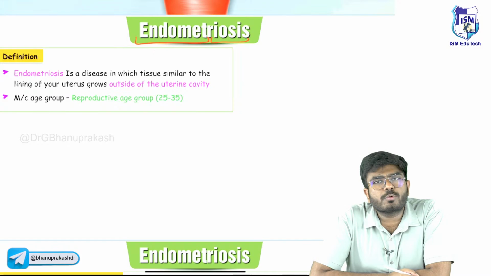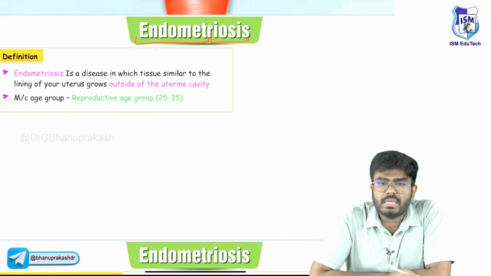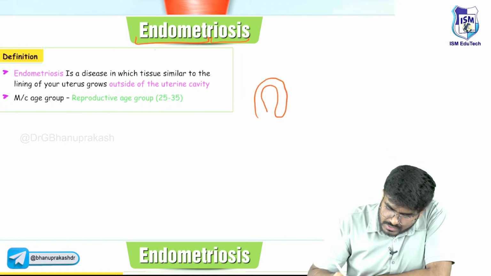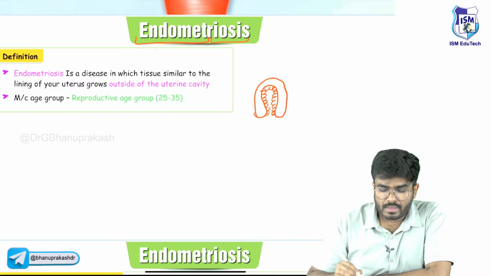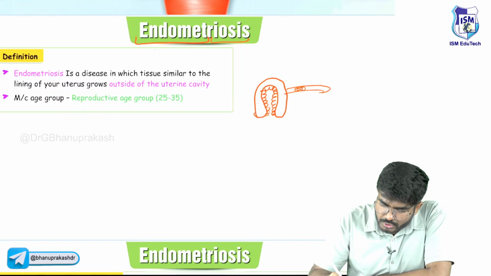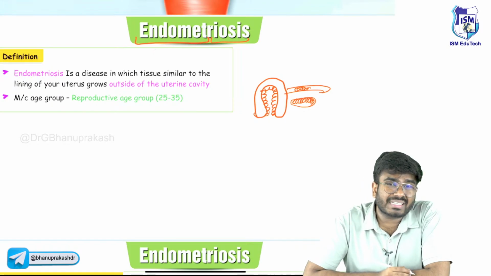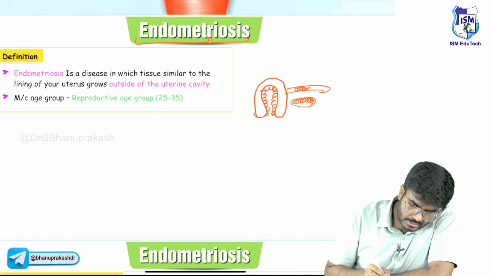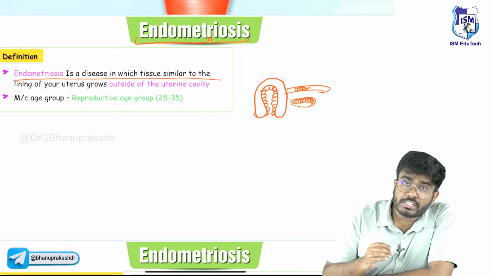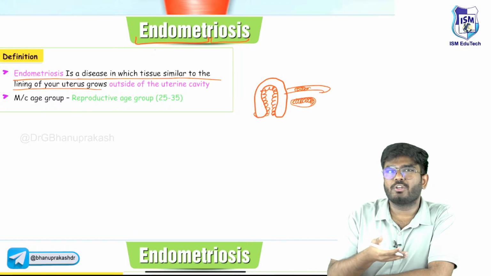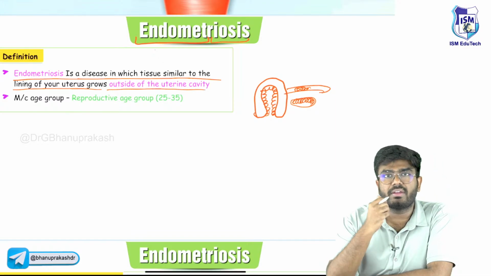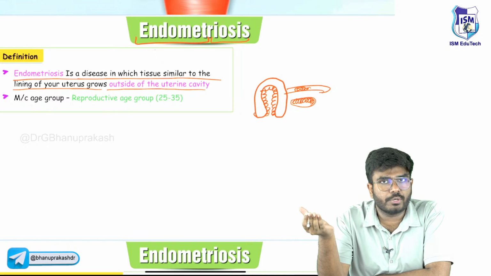Where was the endometrium supposed to be? The endometrium was supposed to be present within the uterine cavity. Imagine this is the uterus. This is the place where the endometrium was supposed to grow. What if the endometrium is growing in the fallopian tube, or in the ovary? Then it is called ectopic endometrium or abnormal endometrium. That condition is called endometriosis. So endometriosis is a disease in which tissue similar to the lining of the uterus, that is endometrium, grows outside the uterine cavity. It's simple: endometrium is growing outside the uterine cavity.